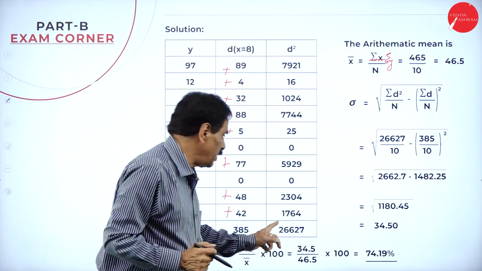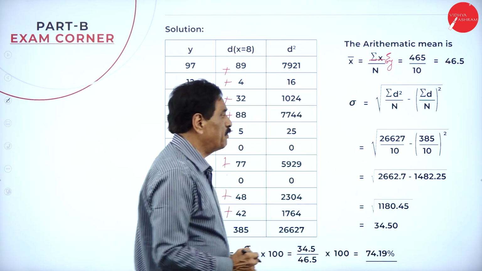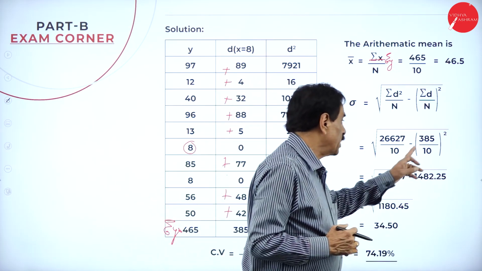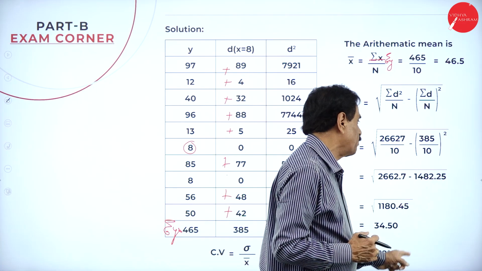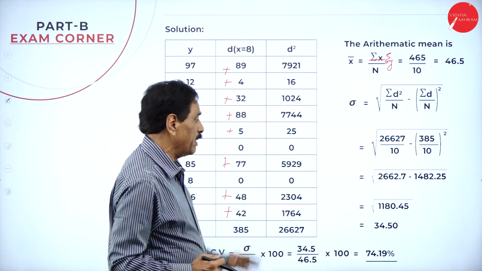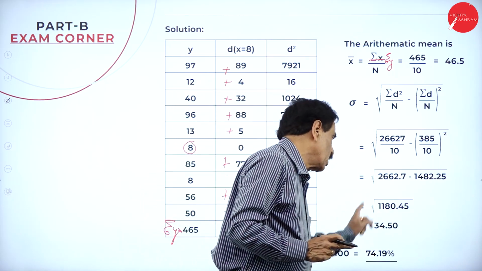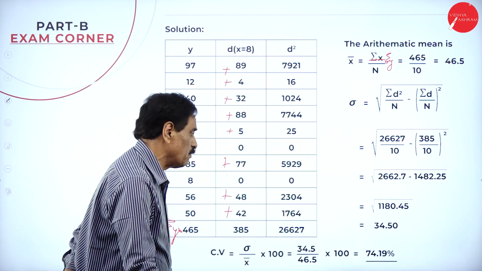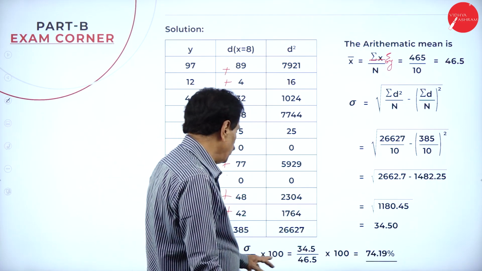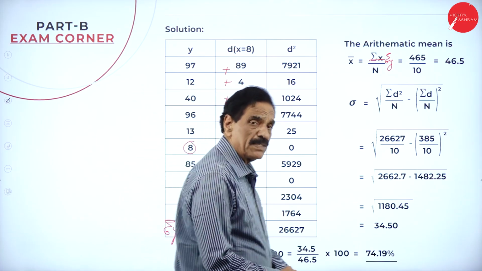What is sigma d square? 26,627 divided by 10 minus 385 divided by 10. If we divide this, it is 2662.7. Then 385 divided by 10 is 38.5. 38.5 into 38.5 works out to 1482.5. So if we deduct this, it will come to 1180.45. Root of this is 34.50. Then apply the formula. CV is equal to standard deviation divided by mean into 100. 34.5 divided by 46.5 gives 74.19%.